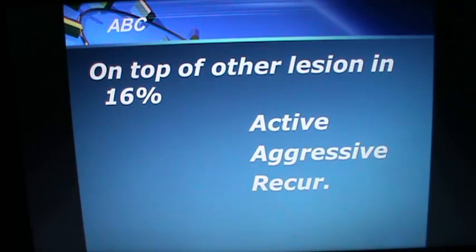Aneurysmal bone cysts can occur as a secondary lesion, as in giant cell tumor. It can change, and in this condition, we will get an aggressive, active, recurring tumor.